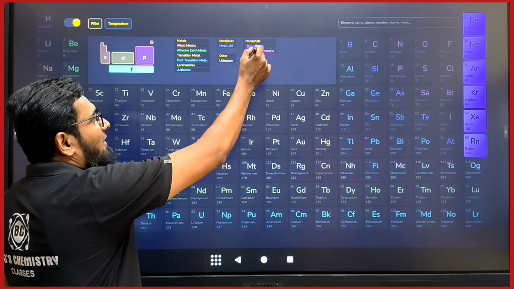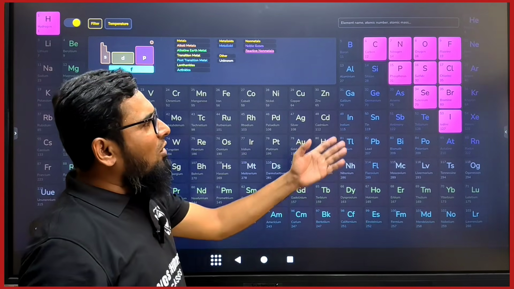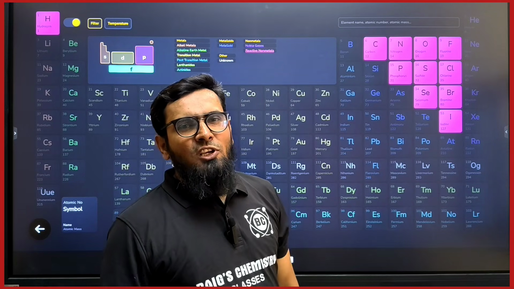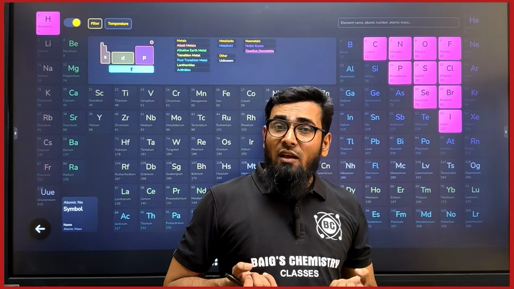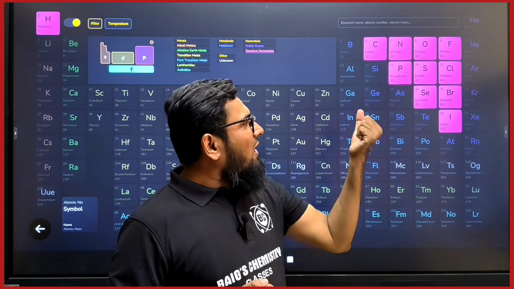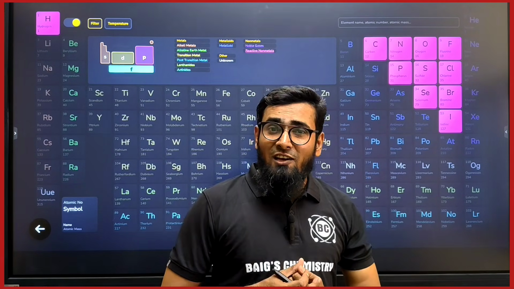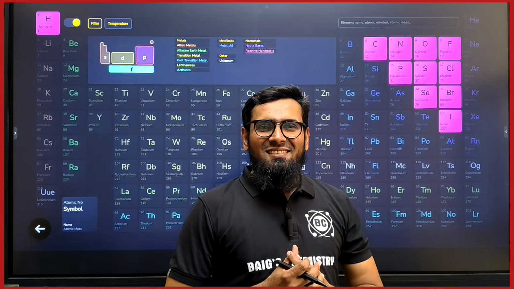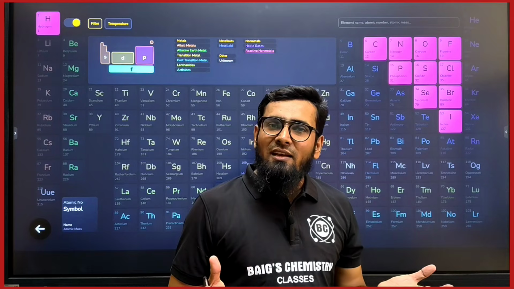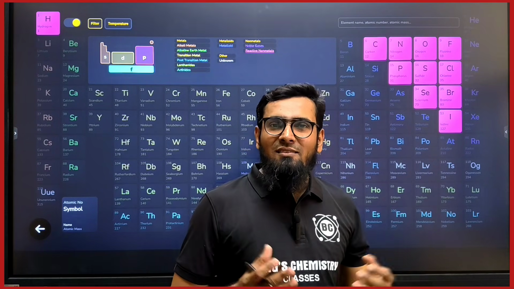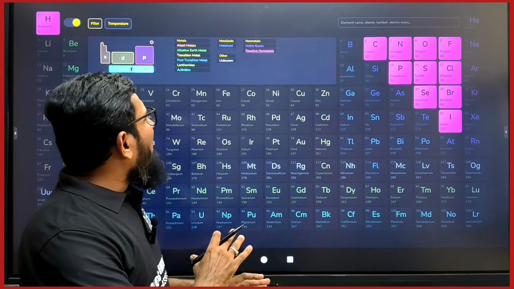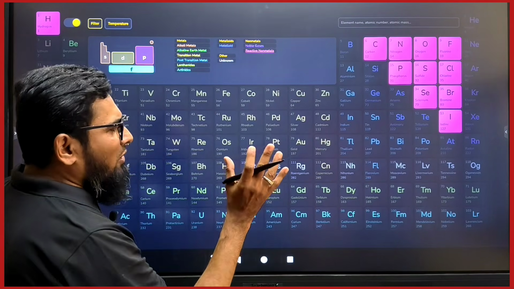Is that clear? Then what are reactive nonmetals? Reactive nonmetals are the nonmetals which readily participate in reactions. Generally, nonmetals have the ability to gain electrons. They gain electrons very quickly and form negatively charged ions, which are called anions. Positively charged ions are called cations. So nonmetals will form anions, and metals will form cations. Students, like this, many important points are equipped in the periodic table.